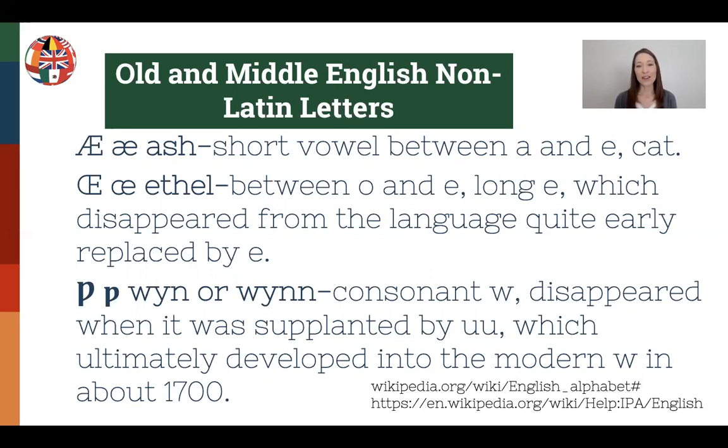Win is the consonant W, and that was a sound that the Latin alphabet didn't represent at all. And so the win disappeared when they started writing two U's next to each other to represent that same sound. And it ultimately developed into the modern W, but not until like 1700. So you may see two U's next to each other, and eventually you'll see a W.